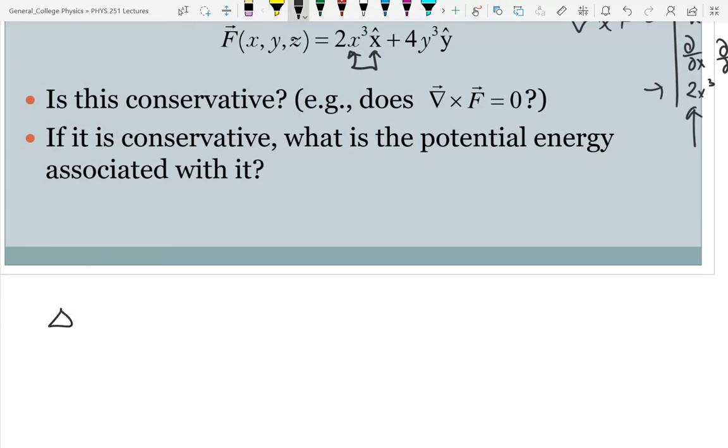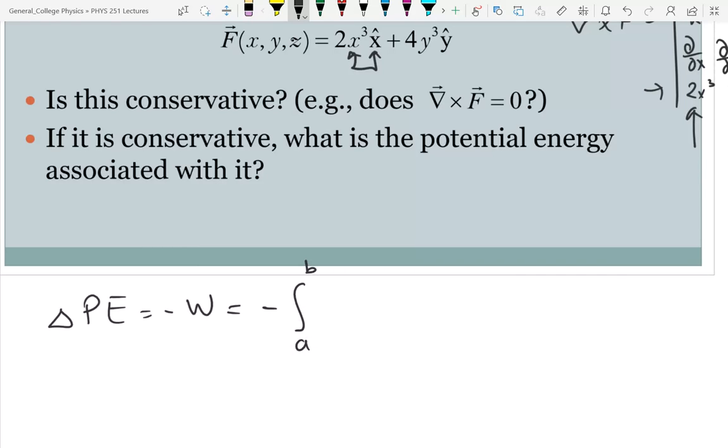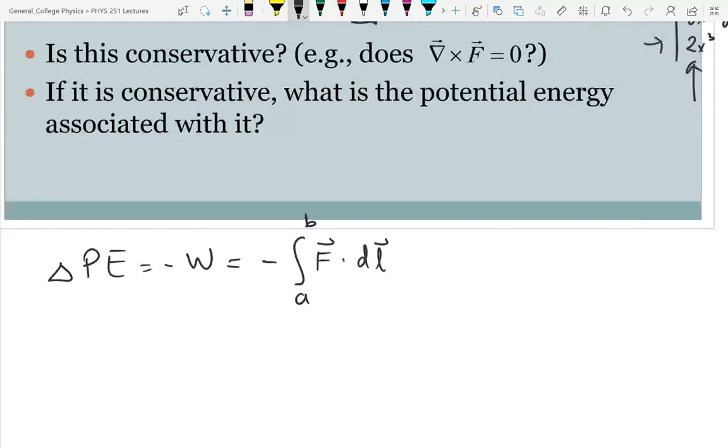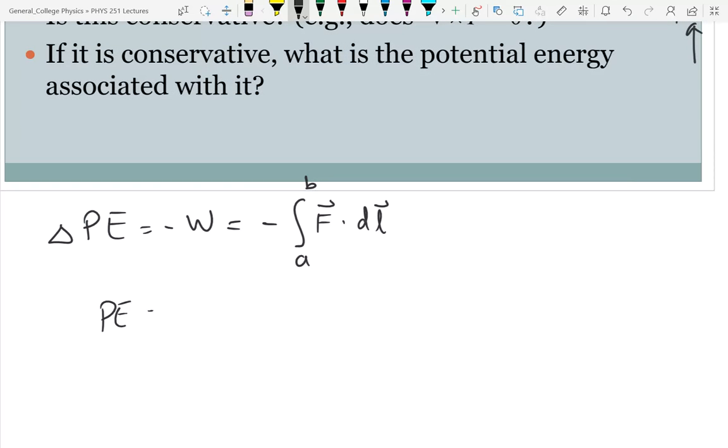So then we have to do finding the potential energy. Definition of change in potential energy is minus work, and work is the integral of force dot dl. Now I put the limits here because this is exactly correct. If I want to find the potential energy in general, I can save myself a little bit of hassle by dropping the limits and just saying potential energy is equal to minus the integral of force dot dl without limits. Then I'll just get my potential energy function.